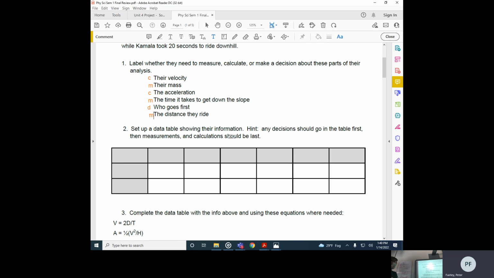Next, we're going to make a data table. Here's a hint. Any decisions should go in the table first. Okay, let's just do that. What decisions did we make?